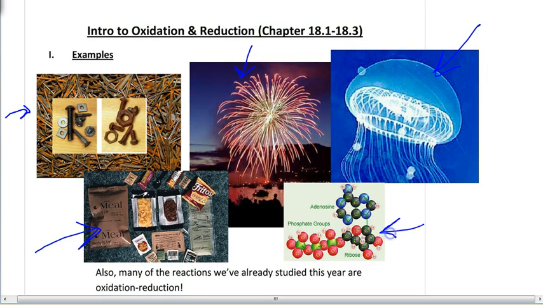And then this here, you may or may not recognize from biology, this is ATP, adenosine triphosphate. You now know that tri means three. There's three phosphates. And this is how we get energy in our cells. And it's a redox reaction that removes the phosphate group. So these are very, very applicable.